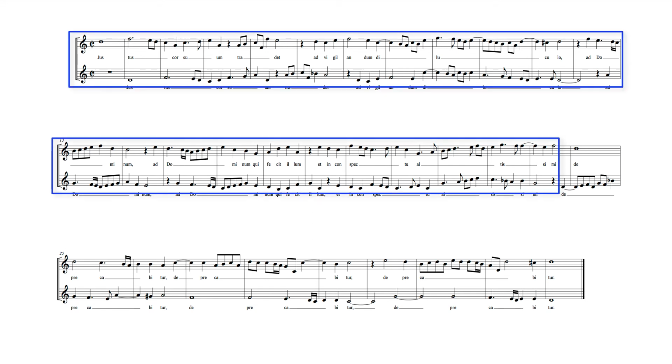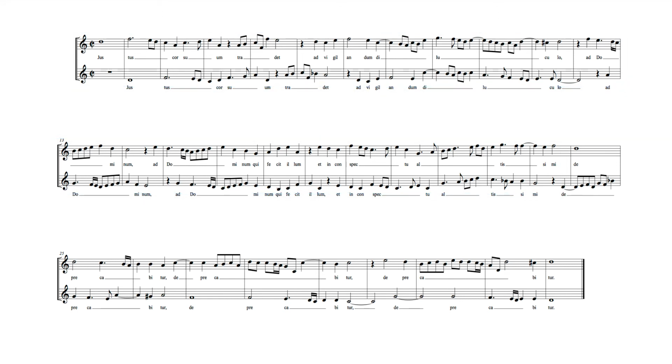Through the first 23 bars, Lassus ensures that at the beginnings of phrases, the canon follows a standard structure, with the following part imitating exactly the melody and rhythm of the leading part. However, he also mixes in what is often called a rhythmic canon.